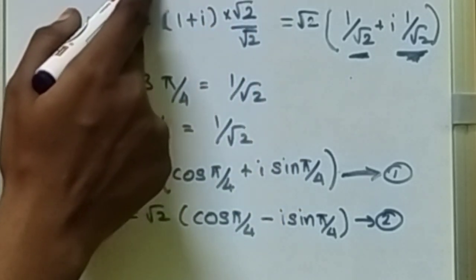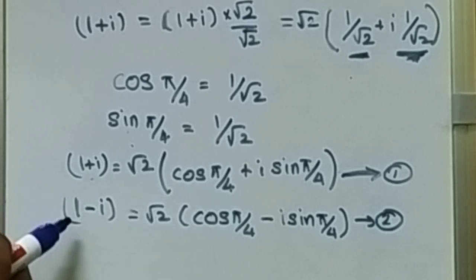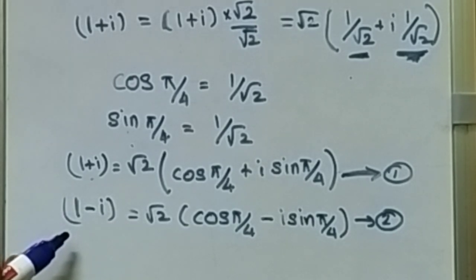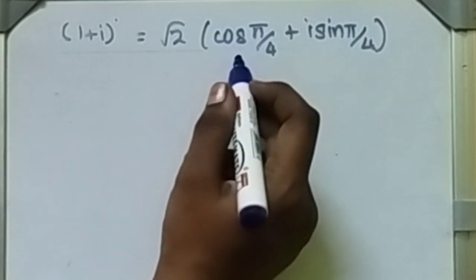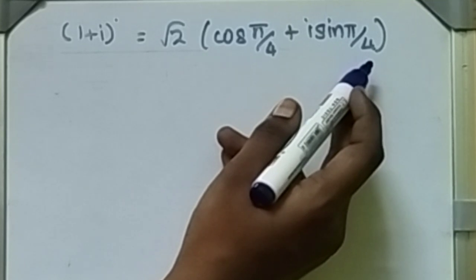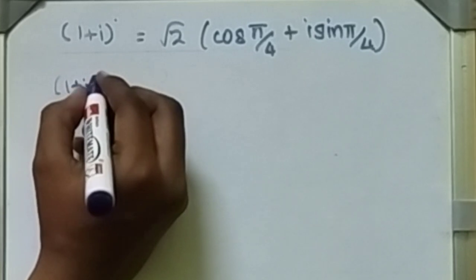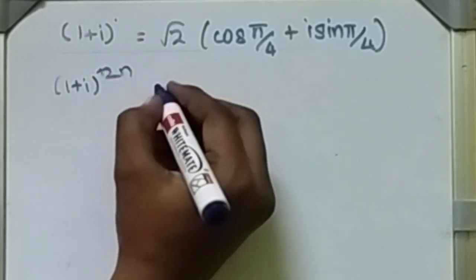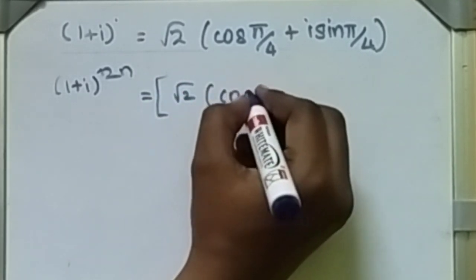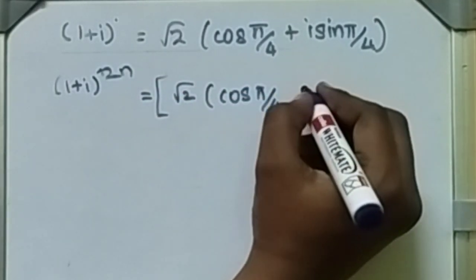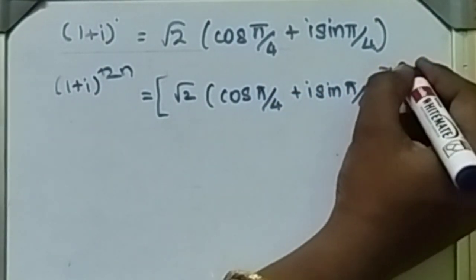What we want is (1+i)^(2n) and (1-i)^(2n). So we are going to raise their powers. Shall we do that? Yes. So I take 1 plus i, which equals root 2 cos π/4 plus i sin π/4. This is what we found. What we want is (1+i)^(2n). So I am going to raise the entire term to the power 2n.